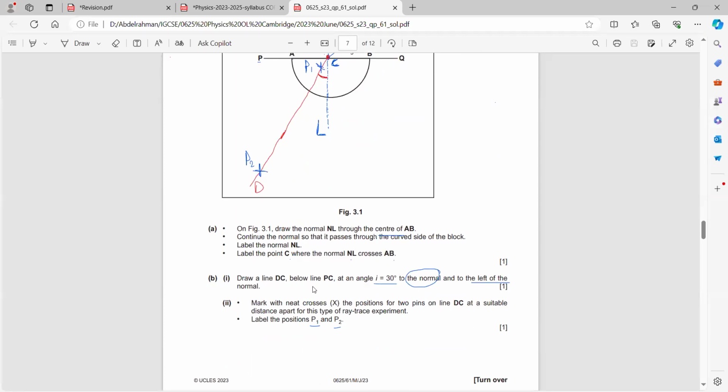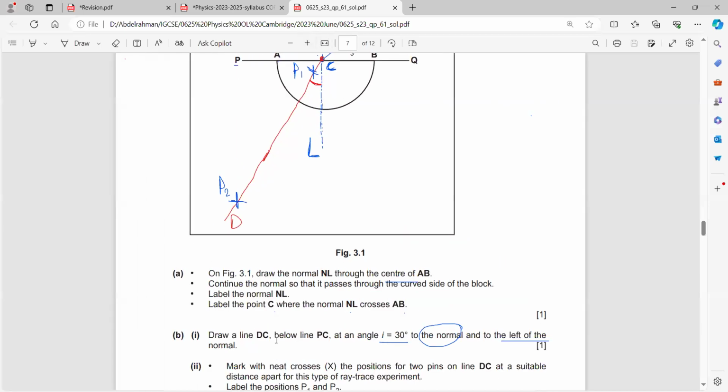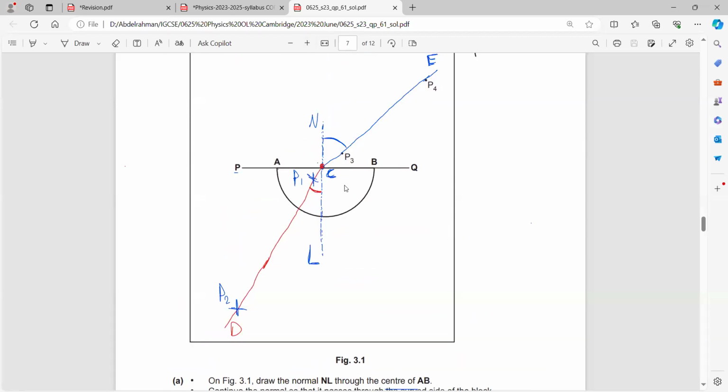Draw a line DC. You have to read it very carefully. Draw a line DC below line PC. Where is PC? Mister, we don't have PC. No, you have PC. This is P and this is C, the point which you had just drawn.